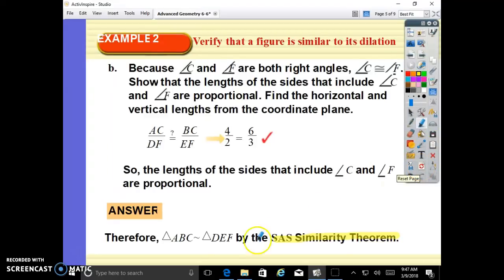Whenever we list our similarity statements, make sure they are listed in the corresponding positions. So angle A is congruent to angle D, angle B is congruent to angle E, angle C is congruent to angle F. Side AB is proportional to side DE as BC is to EF, as AC is to DF. We have to make sure we list them in corresponding positions.